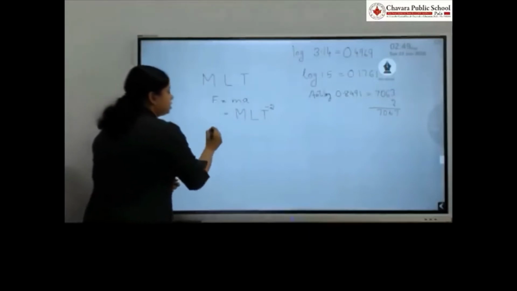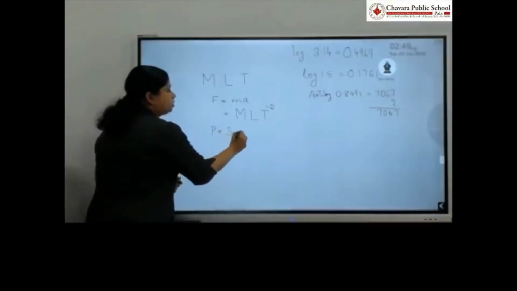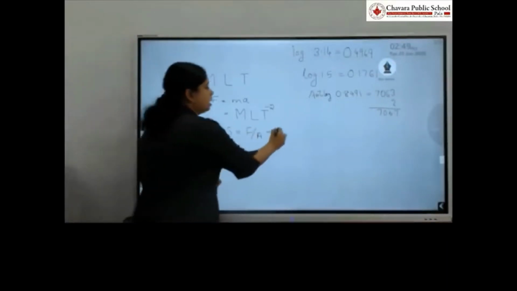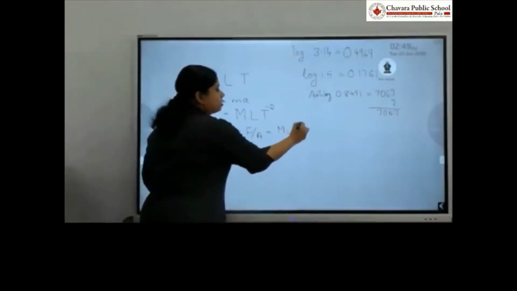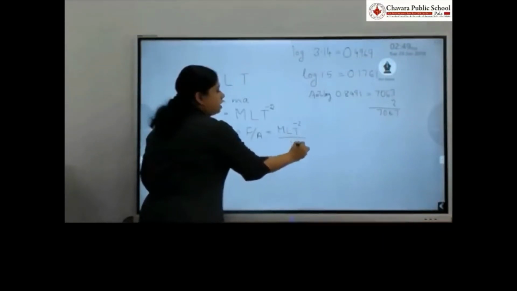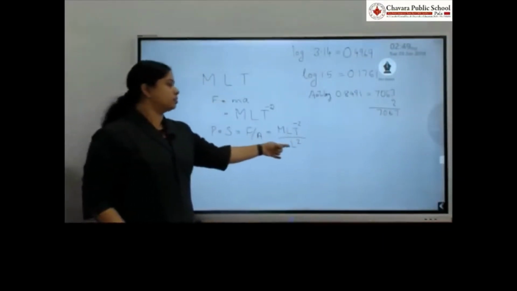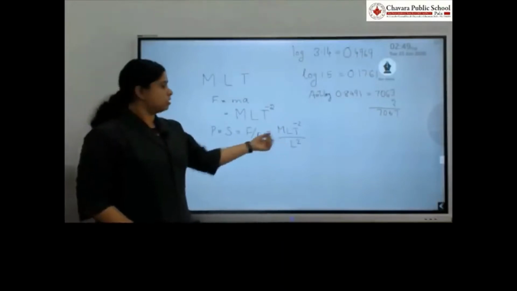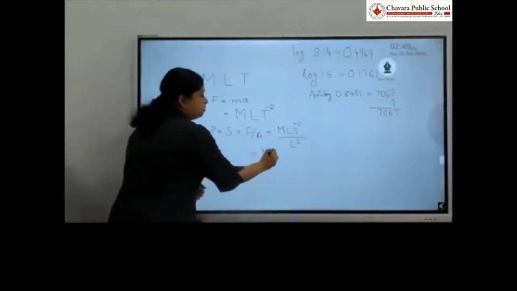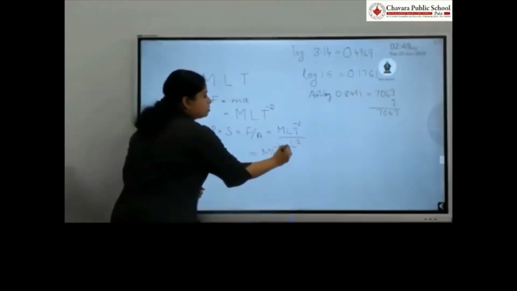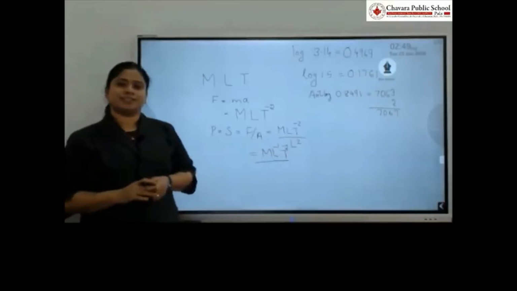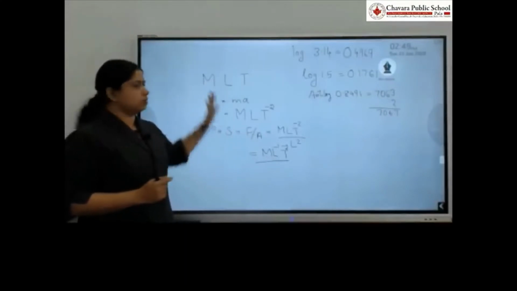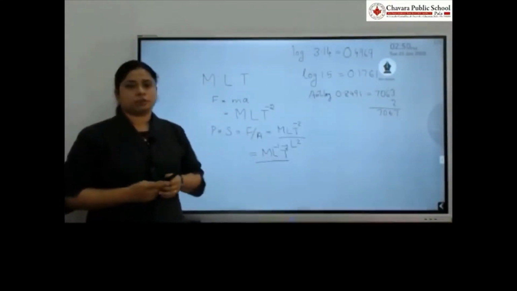Then pressure or stress is equal to force divided by area. The dimension of force is MLT raised to minus 2, divided by area L square, since length is represented by the letter L. So the dimension of stress is ML raised to minus 1 T raised to minus 2. This is the dimensional formula that you will study in chapter 1 in detail.